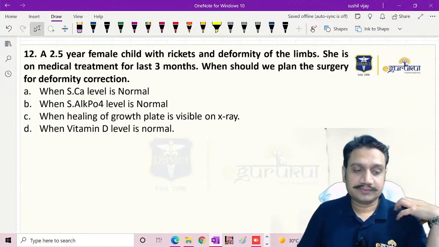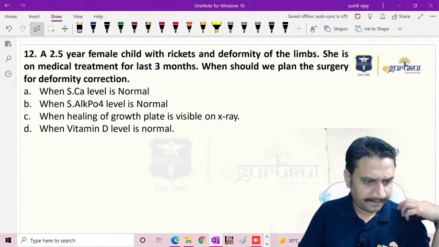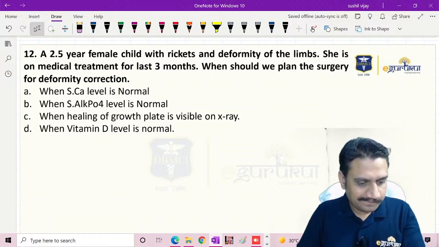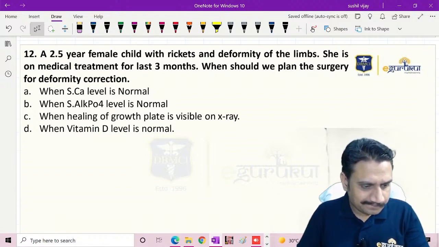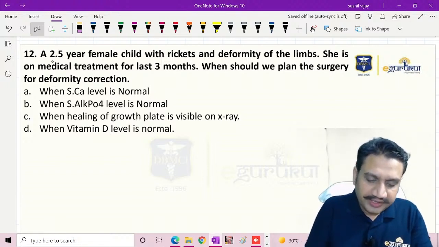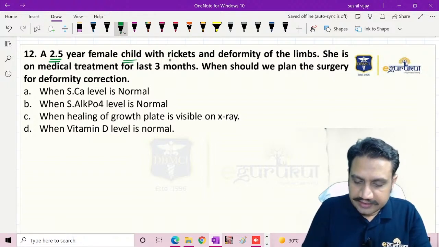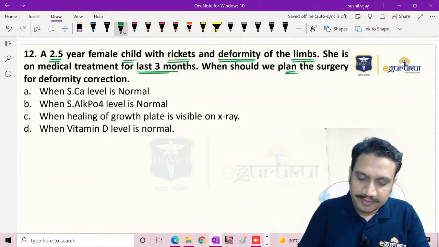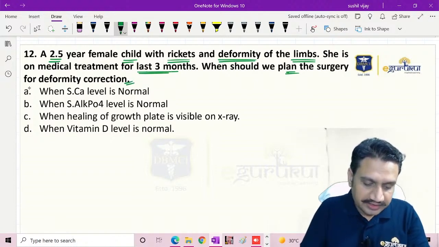Now tell me about this one. Tell me about this question. Okay. A 2.5-year female child, rickets already diagnosed, deformity is also there. She is on medical treatment for the last 3 months. Medical treatment is being given for the last 3 months. When should we plan for surgery for deformity correction? A. When the serum calcium is okay.